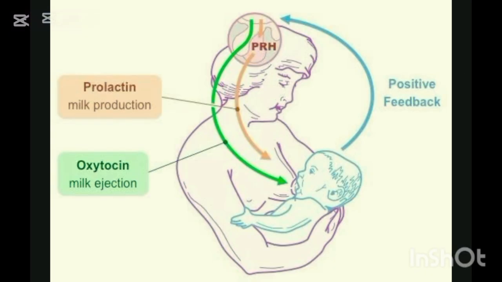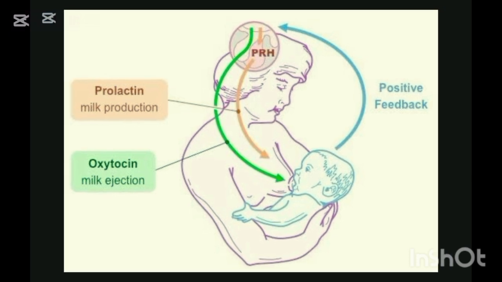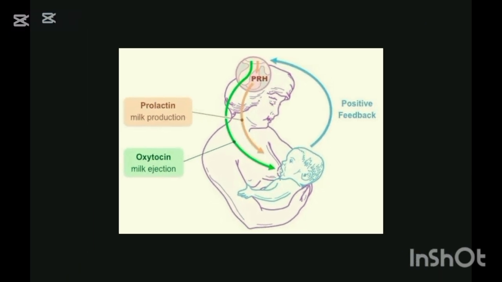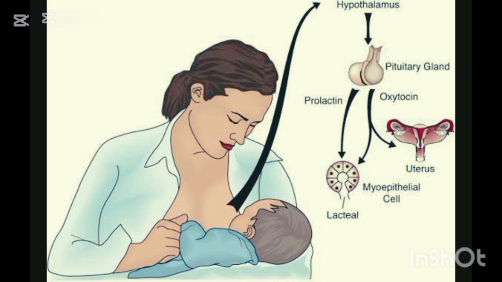So let's talk about the lactational hormones. We have two hormones that are responsible for lactation. One is prolactin, the milk producing hormone, and the other is oxytocin, which is the milk ejection hormone. So let's talk about the glands that are responsible for producing these lactational hormones. One of them is the hypothalamus.